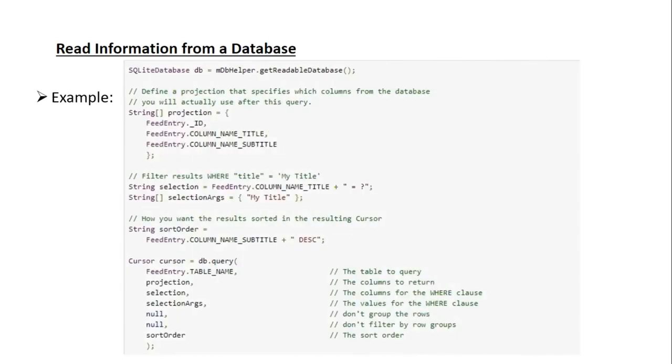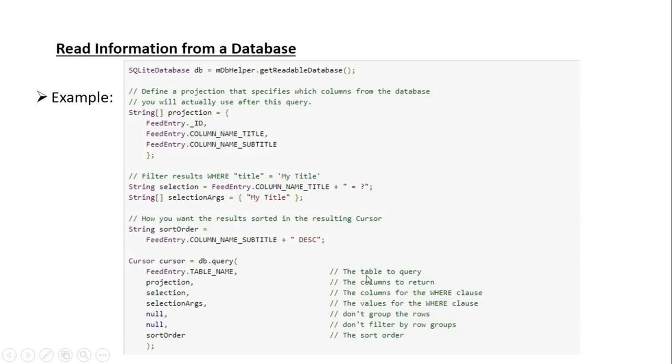So here is the simple example. First here we get a handler to the SQLite database. So here are the needed columns. The columns are specified in the form of a string array that is called projections. And here is the selection, that means the condition. And here are the selection arguments. If there is a sort order, you have to specify the sort order in the form of a string. And finally, we can call the query method with needed parameters.